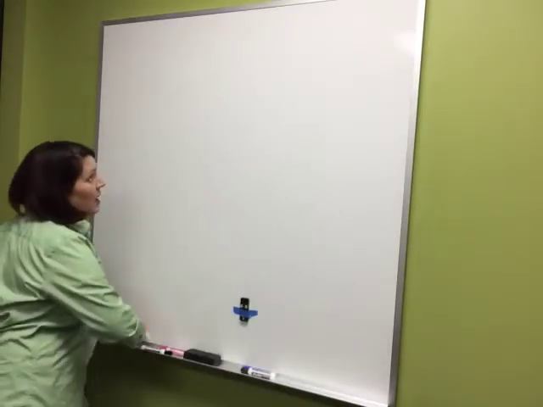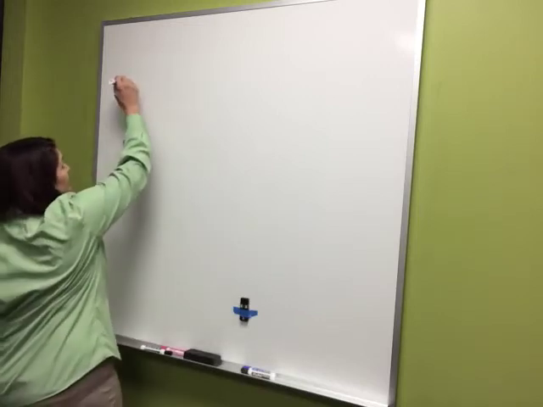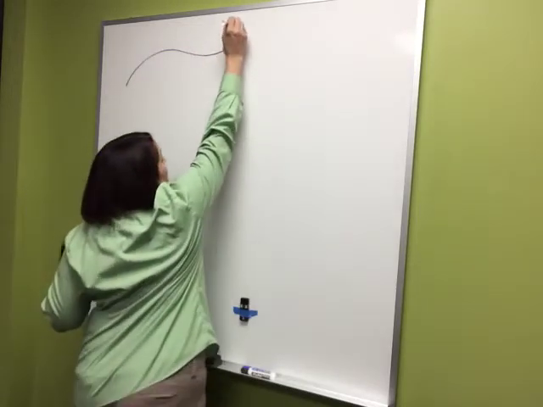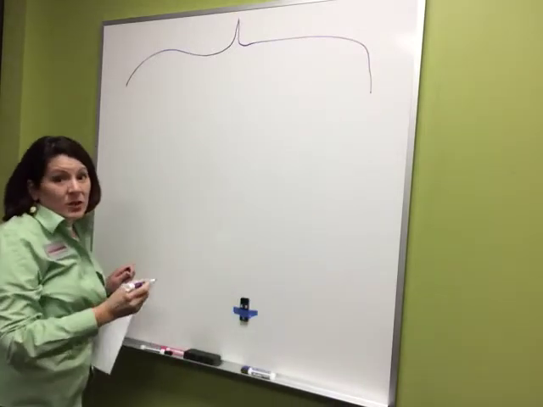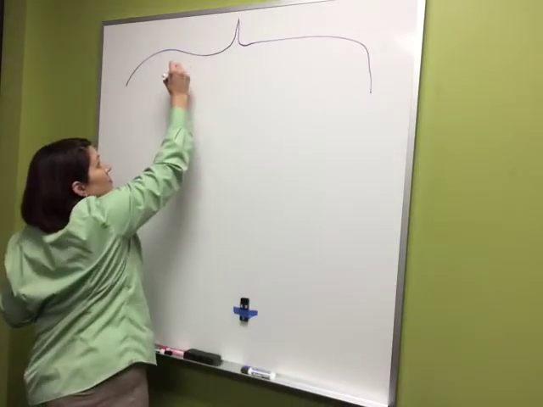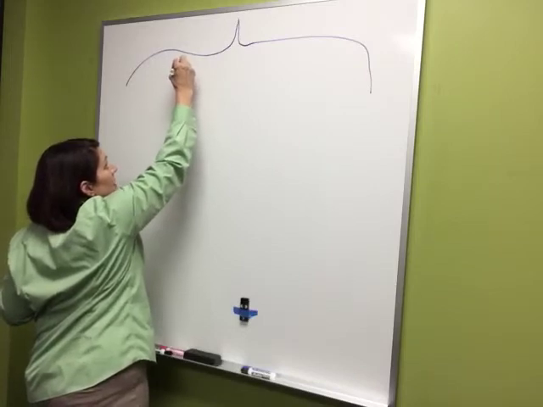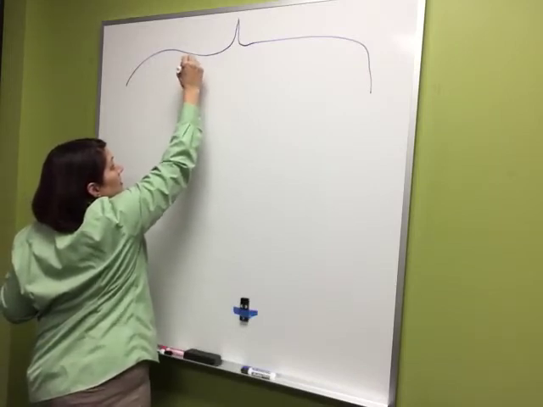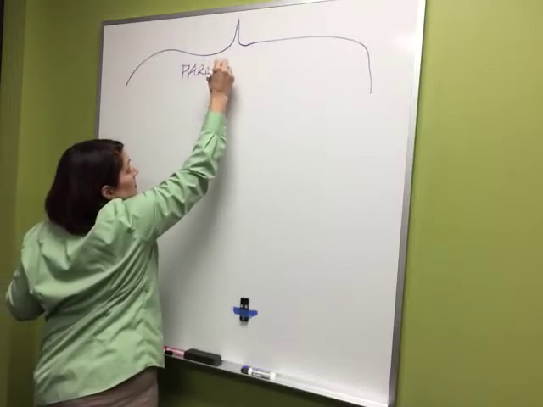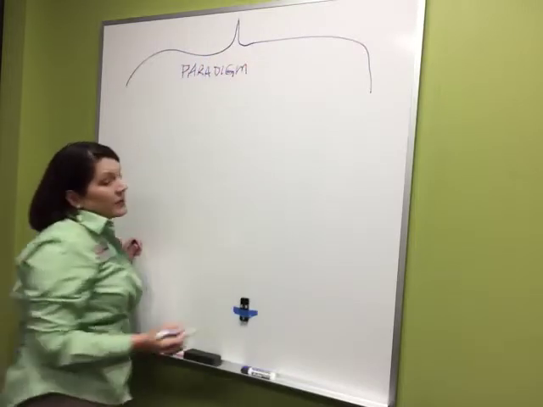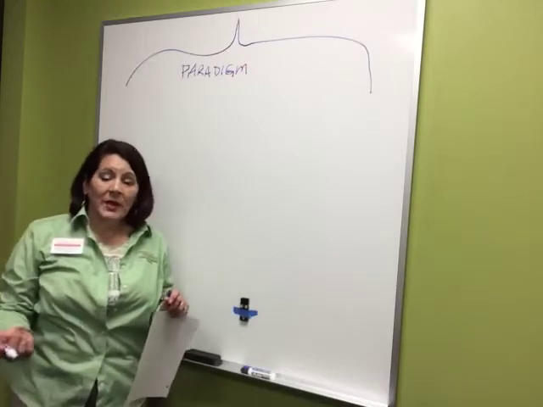So first of all, we have the top of the umbrella. This is going to be our paradigm. Let's make that a little darker. When we're talking about theory organization, what do we mean when we say paradigm?